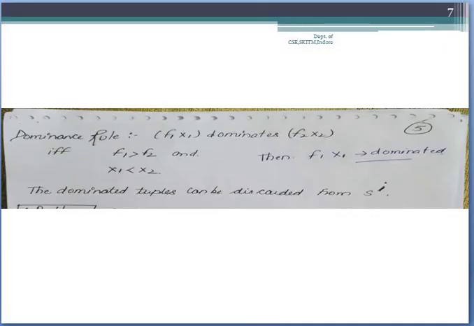So here also, what we are doing is the dominance rule that we are going to apply. It says that if (f1, x1) dominates (f2, x2), where f1 is greater than f2 and x1 is less than x2, then (f1, x1) dominates. The dominated tuple can be discarded from the Si set.